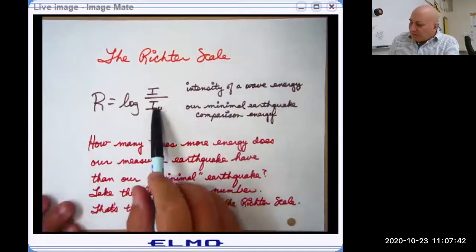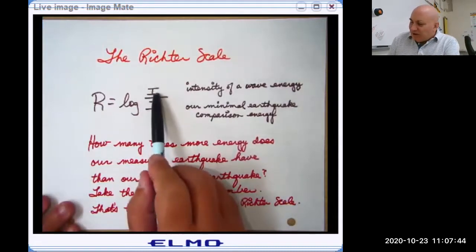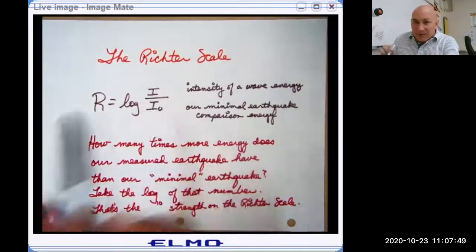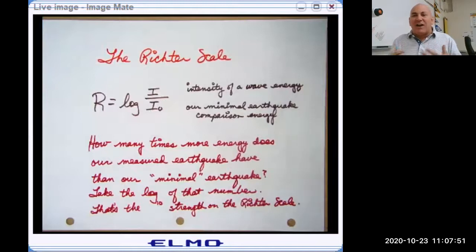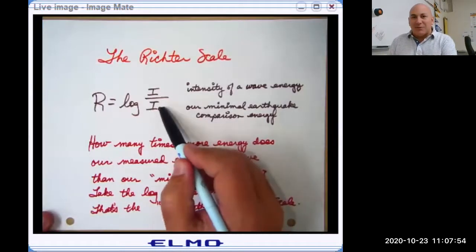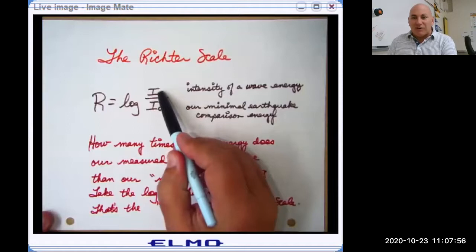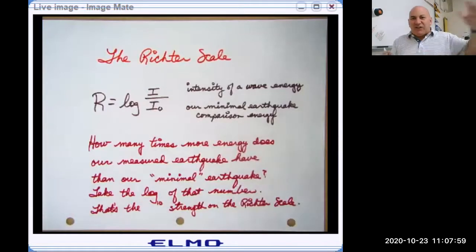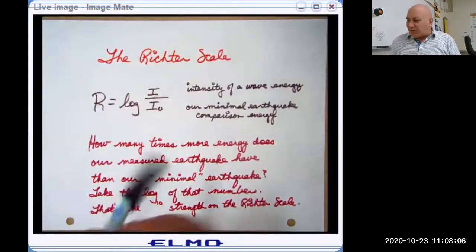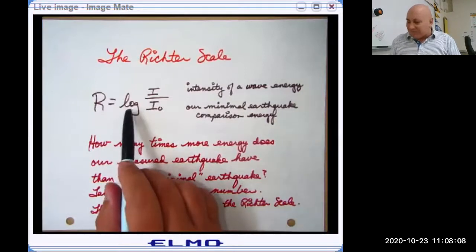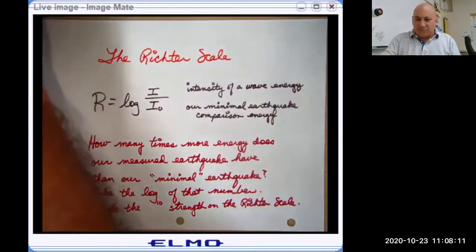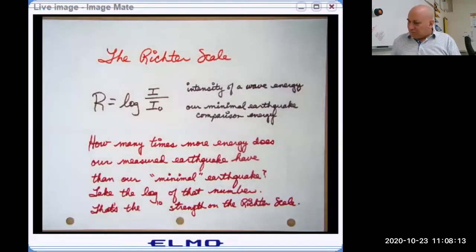So we measure the energy of the earthquake wave, and we divide it by this minimal amount. So we know how many times stronger than this minimum earthquake is the earthquake we're measuring. Now, because that varies so much, it can go from a little bit to this huge number. Well, we don't want to be dealing with huge numbers, so we just take the logarithm of it, base 10. I'll just leave it log.